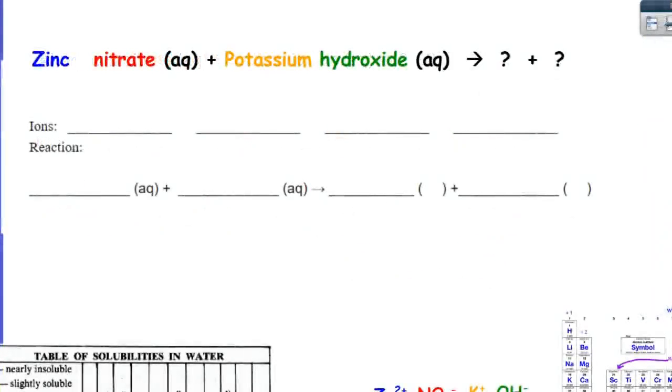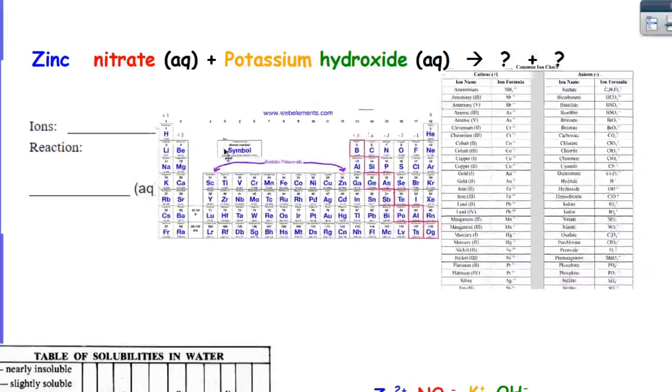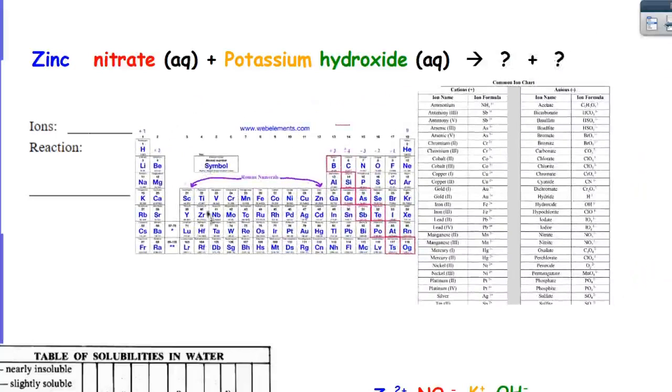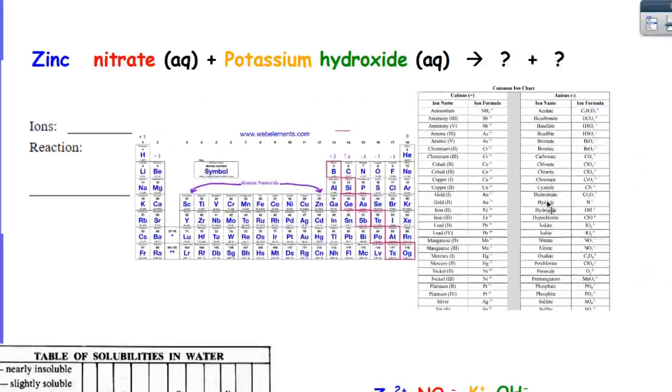The last question we had time to work on in class today was this one: zinc nitrate and potassium hydroxide. So, like all the others, we start the same way. Start looking up your ions on your periodic table and your common ion chart.